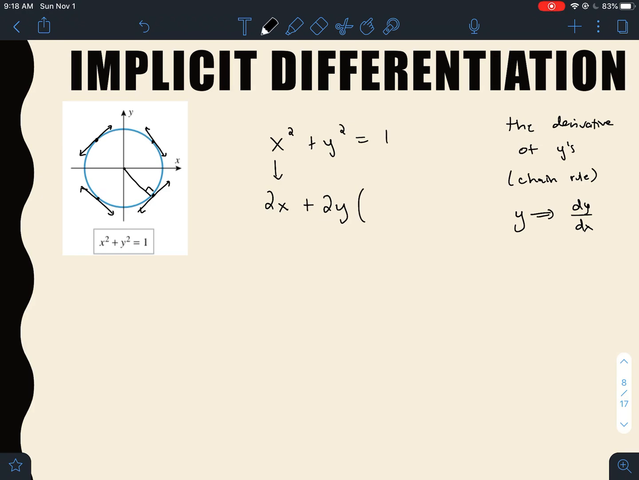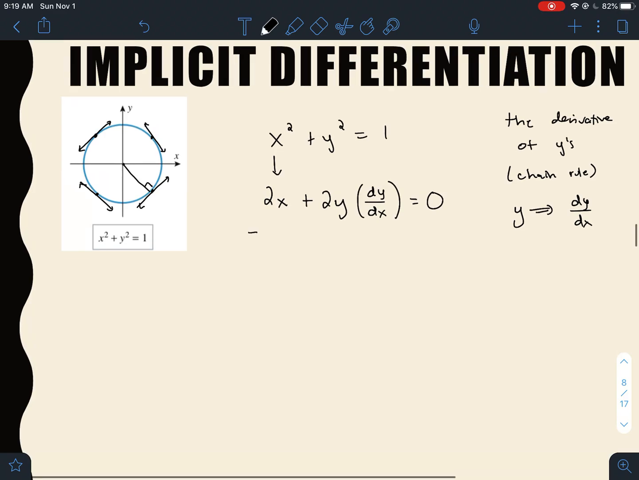So anytime you're going to take the derivative of a y function, you would take the derivative like you normally would, but then you have to multiply by the derivative of y, and the derivative of y is dy over dx. And then the derivative of 1 is 0. So once you have this, we want to know what dy over dx is equal to. So we're going to solve for dy over dx.